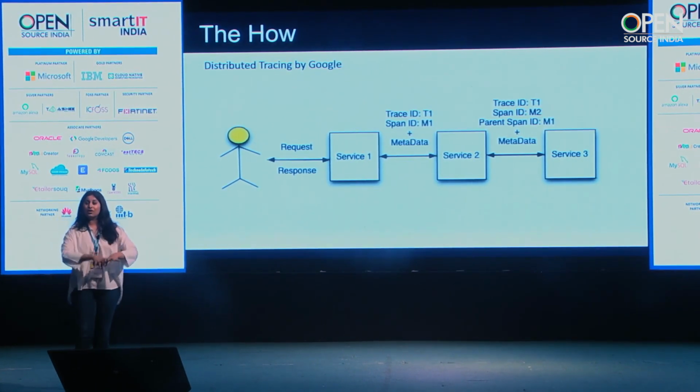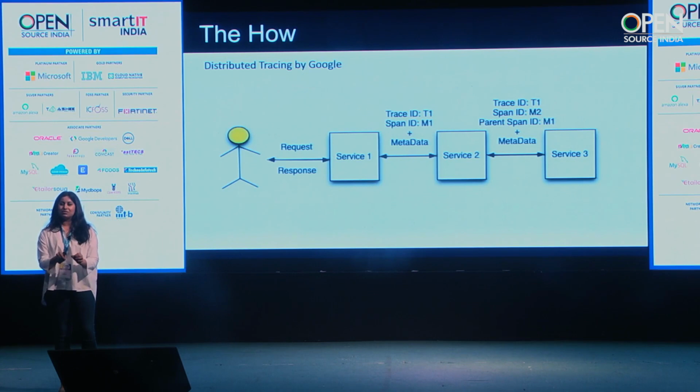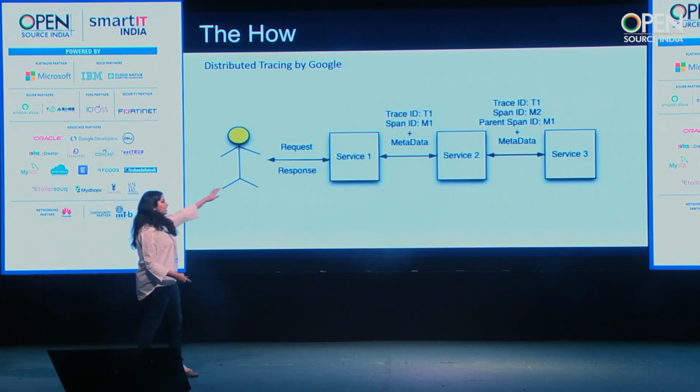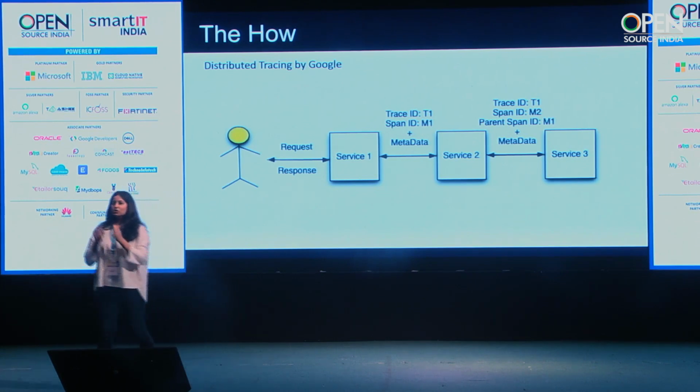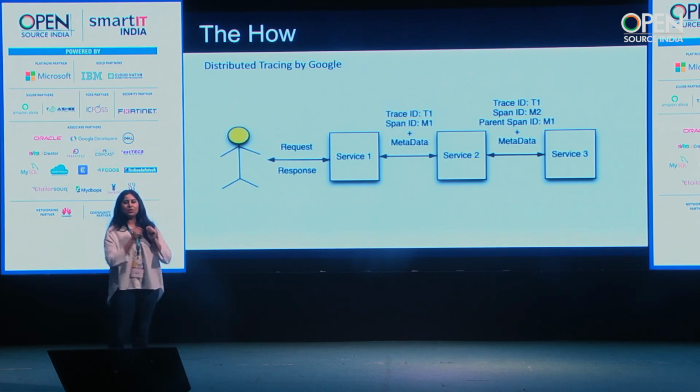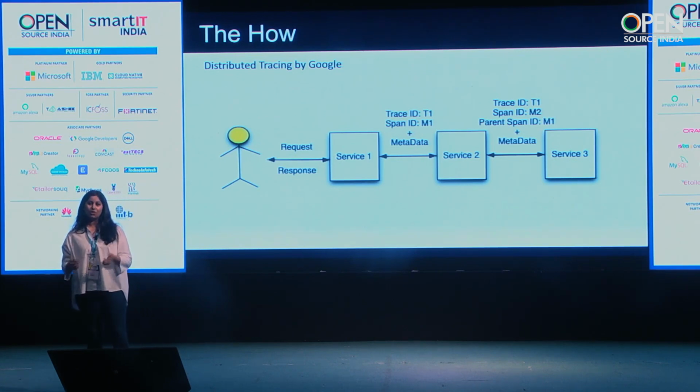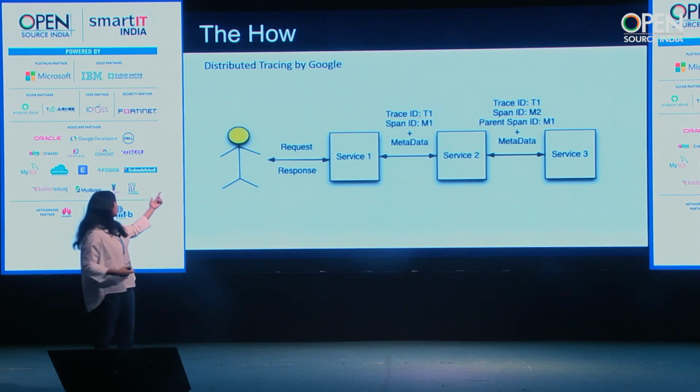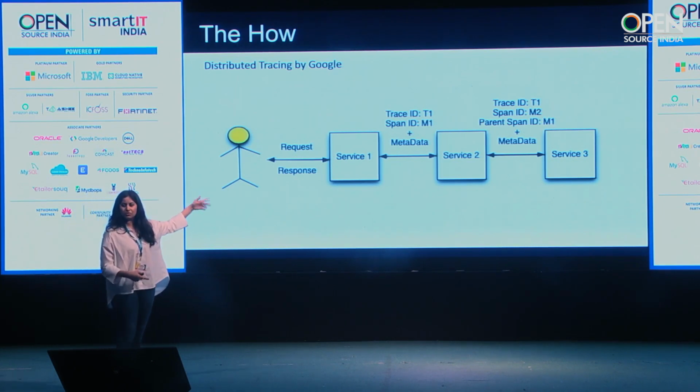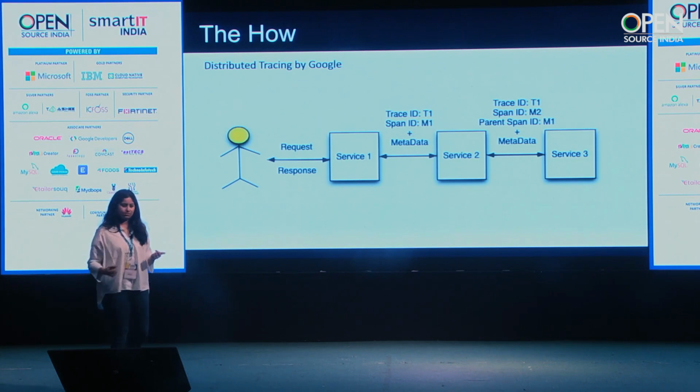But to further go down into which service within this transaction is the issue, you need another ID called span ID or the message ID, the M1s that you can see here. So every unique service in this would have a unique ID number, which is M1 for service 1, M2 for service 2, M3 for service 3, and so on.